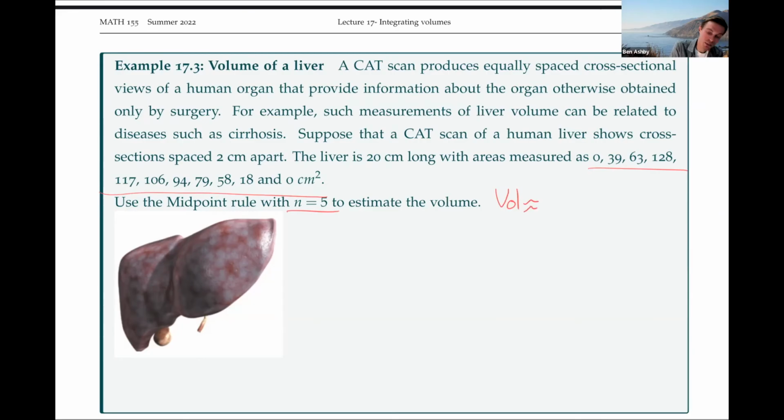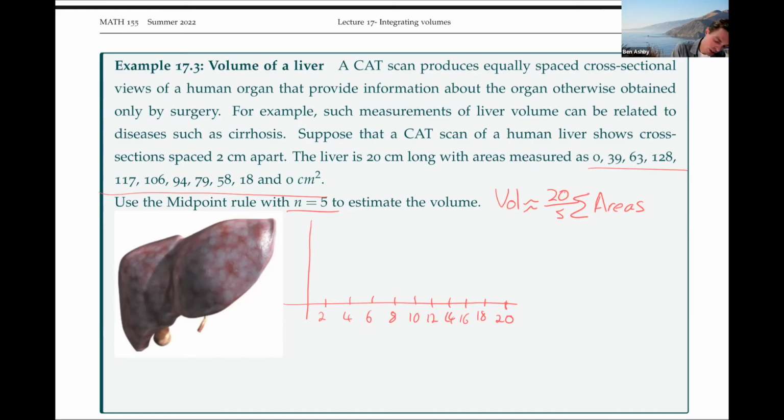Our volume is going to be approximately equal to, well, n is equal to 5 and the length of the liver is 20, so we have 20 divided by 5, 4 centimeters times the sum of our areas. Okay, so we can picture this as being something like this. If we have, say, this 20 centimeters, let's just split this up: 2, 4, 6, 8, 10, 12, 14, 16, 18, 20. These are the measurements that are taken at 2 centimeter intervals along the length of the organ. And then we can plot on what our areas are going to be.